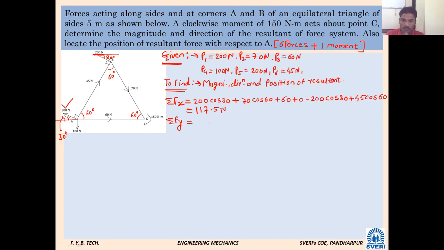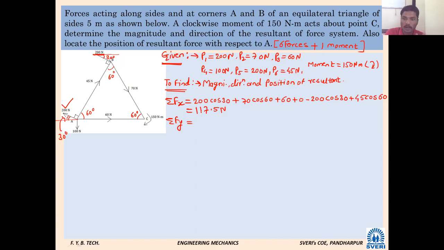Have you observed one thing here which I have not considered in case of adding the x component? What have I not taken from the given data? Moment. I have not considered the moment. The moment given is 150 Newton meter, clockwise. If you do not consider it somewhere, your calculation will go wrong. It was asked in a university exam.